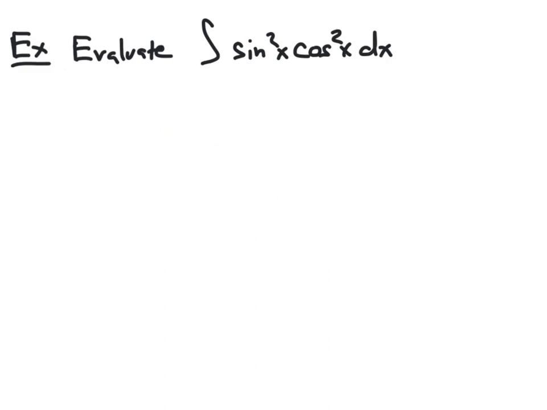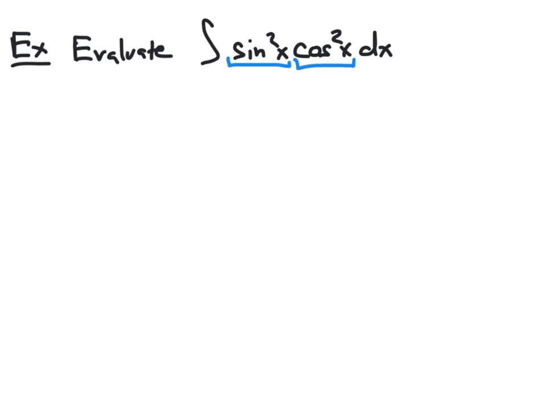In this example, we'd like to evaluate the integral of sine squared of x times cosine squared of x dx. Our integrand here consists of sine squared and cosine squared multiplied together. We have half-angle identities that allow us to replace each of those factors with different expressions. And so we're going to use both of the half-angle identities here in order to rewrite this integral in a useful way.